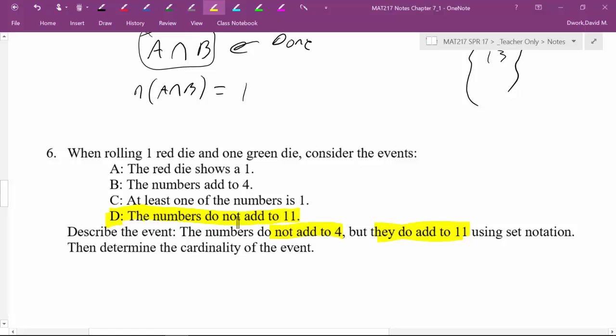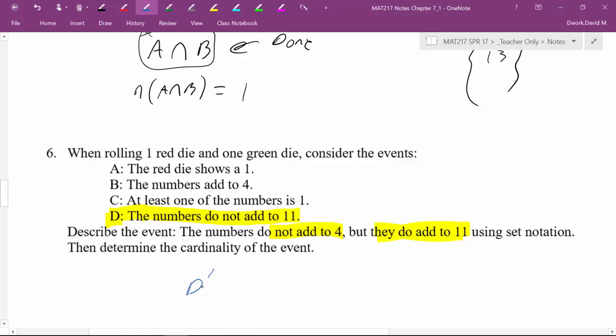This one is that they do not add to 11. So how do I write D? Instead of being "do not add to 11," that they do. Well, I would do D complement. Because if I know they do not add to 11, this would make it the double negative. So it's the numbers do not add to 11, which means that they do add to 11.